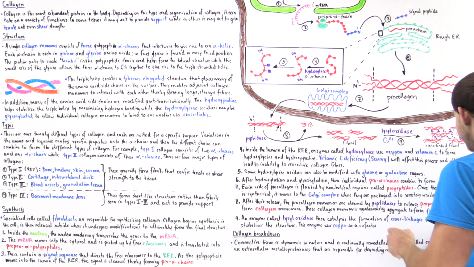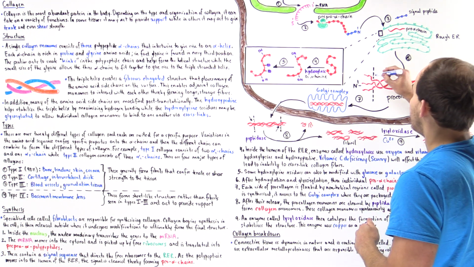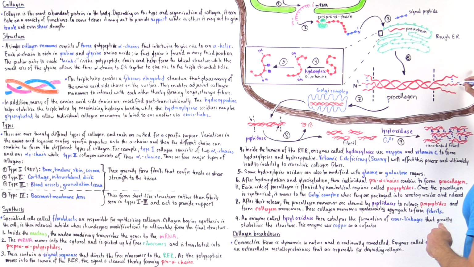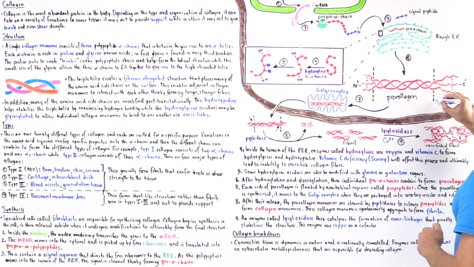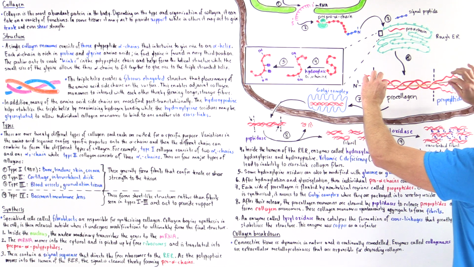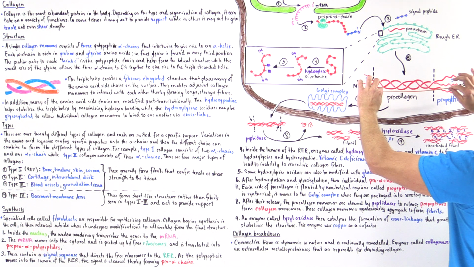Instead, they contain disulfide bonds. So we have a bunch of disulfide bonds here and a bunch of disulfide bonds here. And these disulfide bonds in these propeptide sections, so this is known as propeptide, they're important to actually hold the structure of the procollagen together, at least initially.